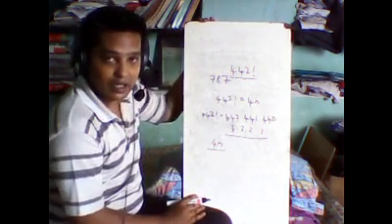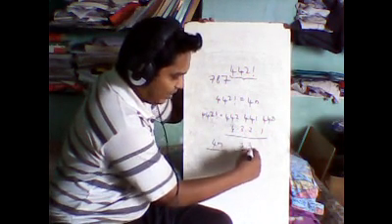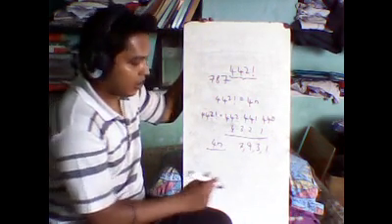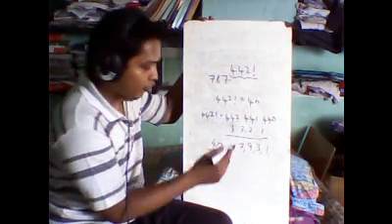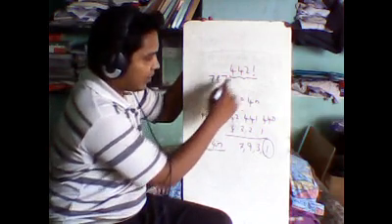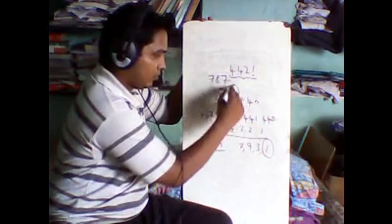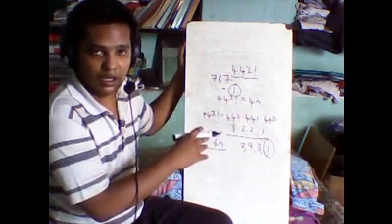And we know that the power cycle of 7 is 7, 9, 3, 1. If 7 is raised to a number of the form 4n, the last digit will be 1. So the last digit of 787 to the power of 442 factorial is 1. Thus we have solved all three problems.